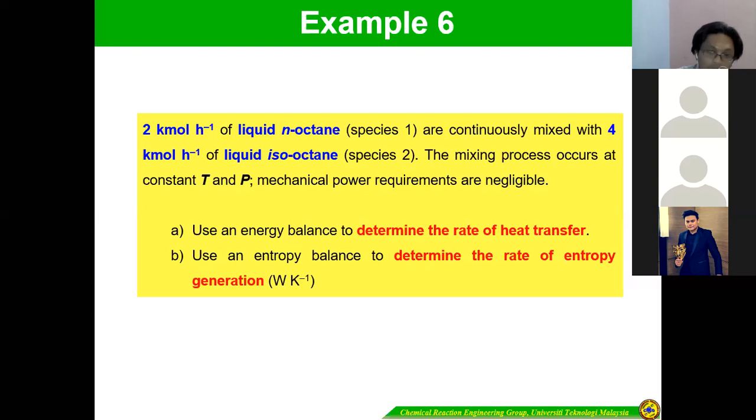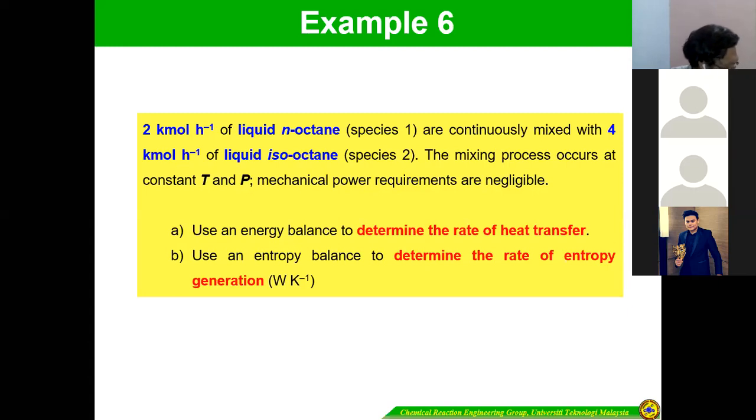I hope you can understand. If there is a change in temperature, you have to calculate based on the sensible heat. If there is a change in the phase, you have to use the latent heat. If you want to use latent heat, you can use Trouton's rule. What else? Clapeyron equation, Watson equation. I think you already learned these in mass and energy balance.